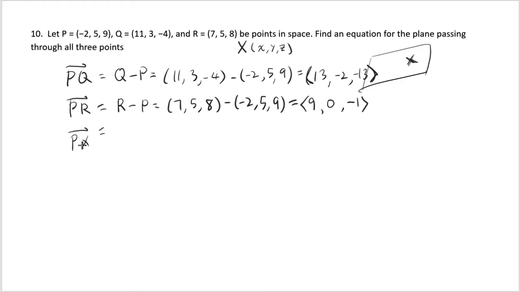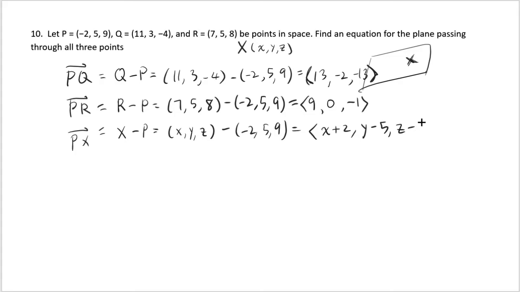Okay. Finally, PX would be X minus P, so this is (x, y, z) minus (-2, 5, 9), which gives you (x + 2, y - 5, z - 9). Okay?